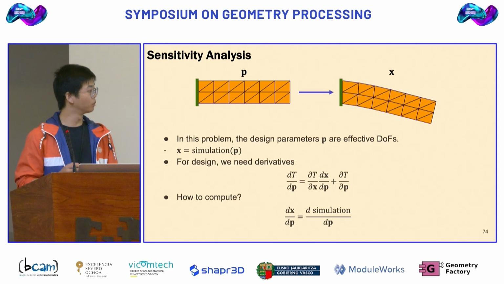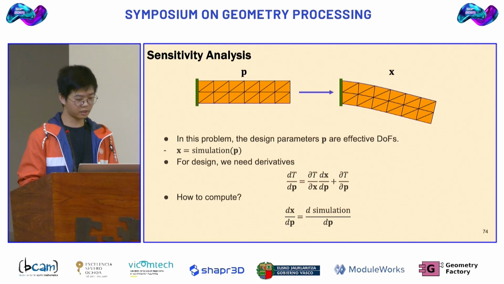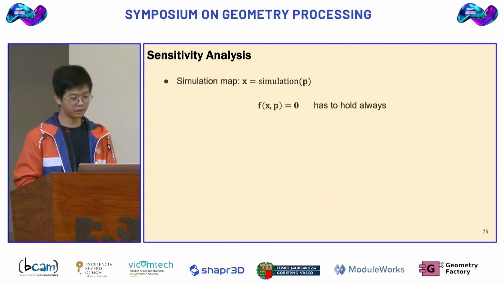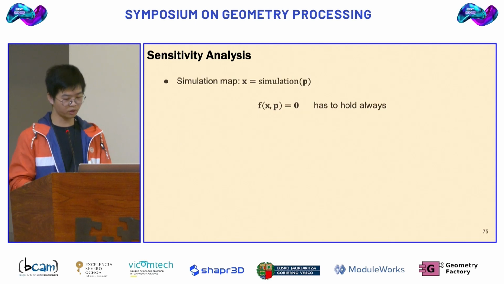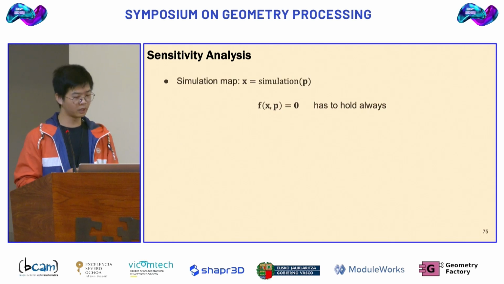Because we basically run a simulation for the input design parameter P, and finally we arrive at the static equilibrium state X. And what we basically do for the simulation map is we solve a force balance equation, which is F equals 0, and this is always true.